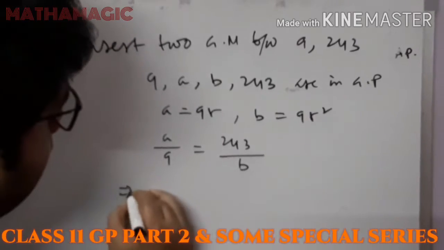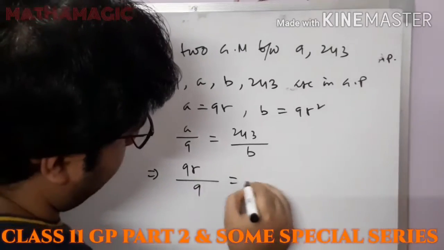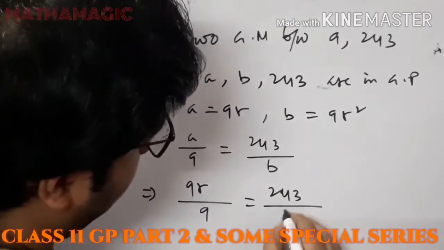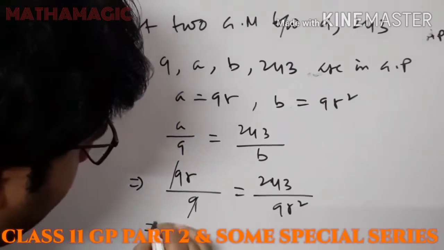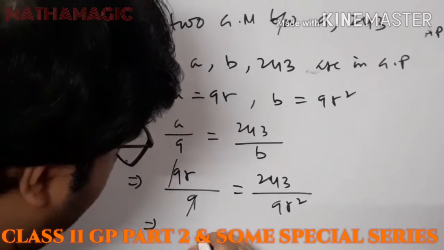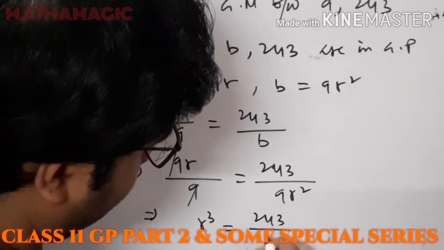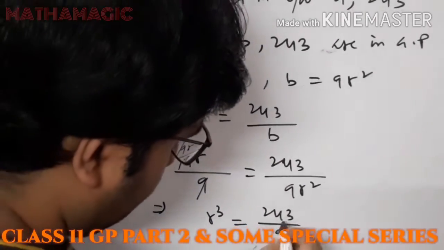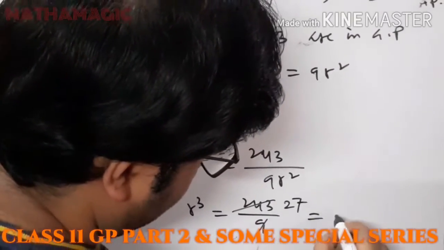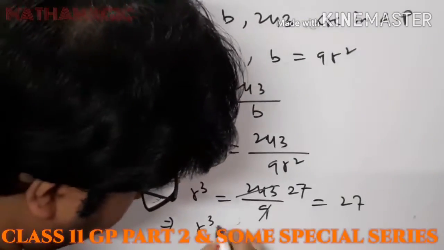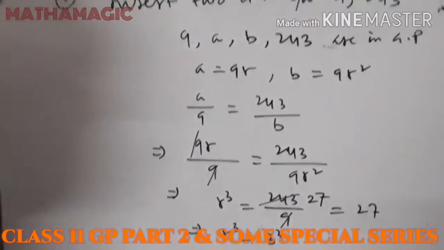So here A is equal to 9r and B is equal to 9r square. If we replace the values here, 9r by 9 will be equal to 243 divided by 9r square. So 9 gets cancelled, so it will be r cube equals 243 divided by 9. 9 2s are 18, 9 7s are 63, so it will be 27. So r cube equals 27, that is equal to 3 cube, or r is equal to 3. So from here we are getting that r is equal to 3.